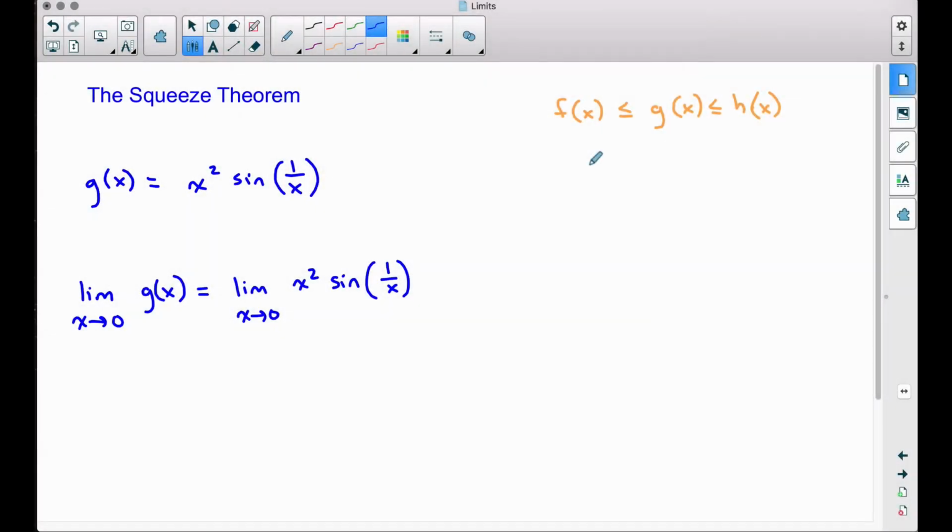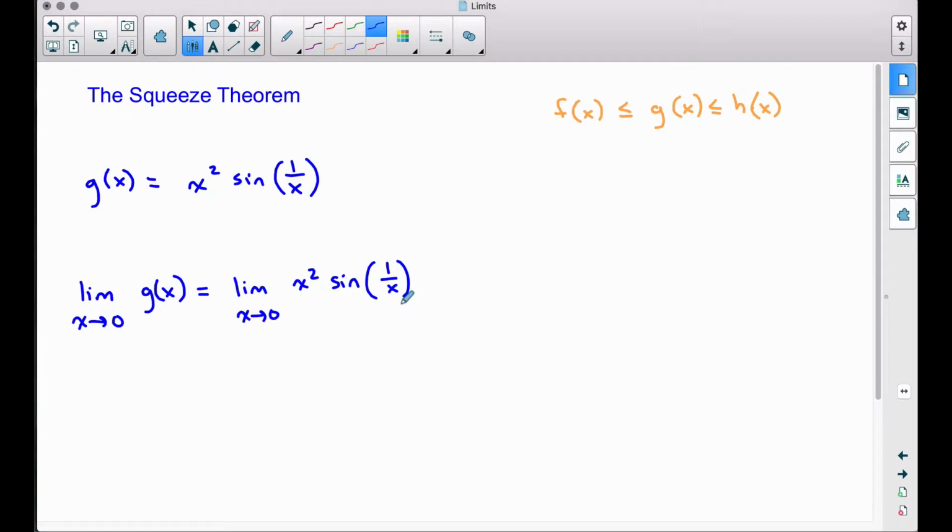In this video, I'm going to show you an example of applying what's called the squeeze theorem in order to find a limit. And we have this function here, g of x equals x squared times the sine of 1 over x, and we want to find the limit of g of x as x approaches 0. Well, first thing you try to do is direct substitution, but we're going to have an issue right there, right? Because we have a 0 in our denominator.